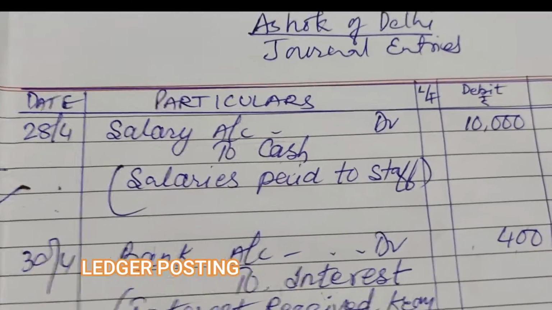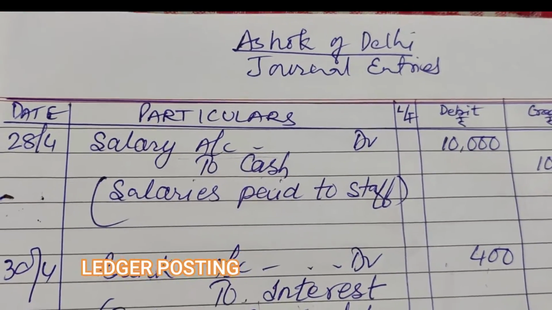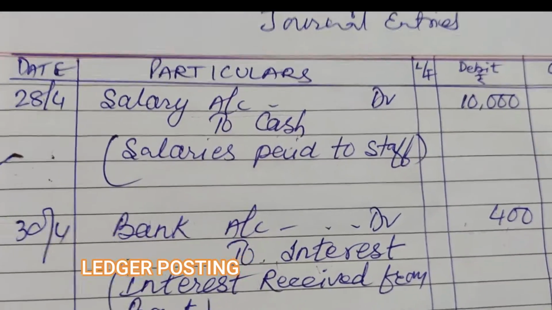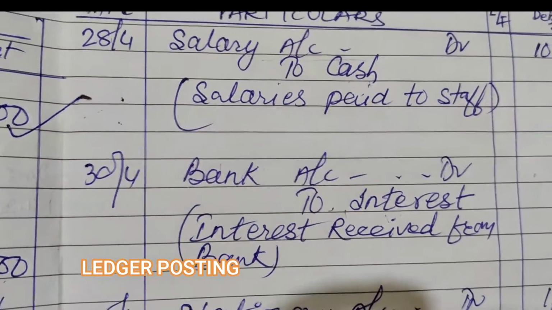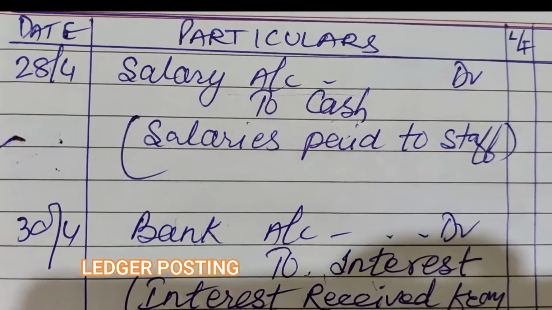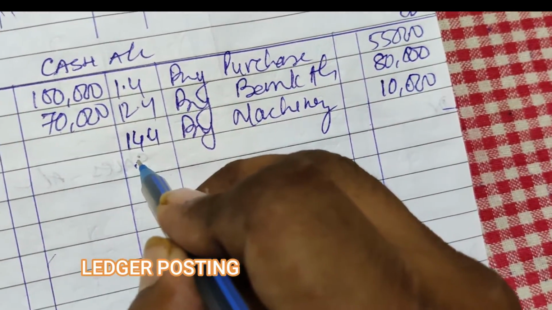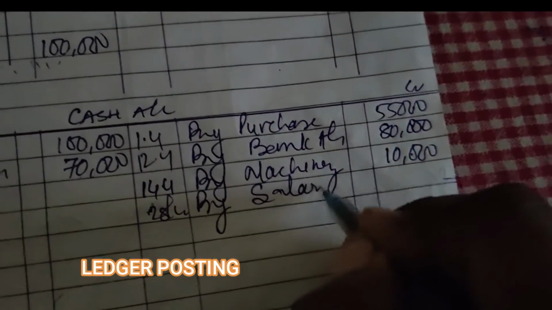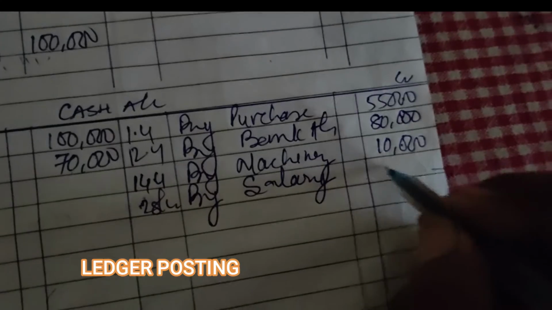Now cash account here. Salary account debited to cash on 28th April. On 28th April, there is a salary account debited to cash. Machinery is done. Salary account debited to cash. What do you write here? Cash is credited by salary. On 28/4, what do you write? By salary. How much amount?